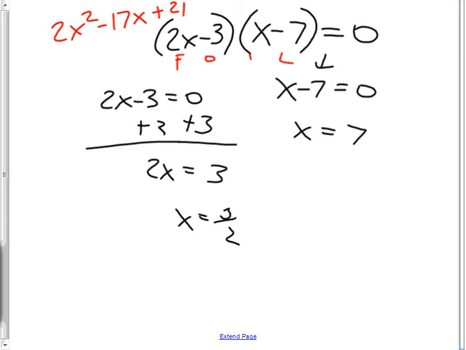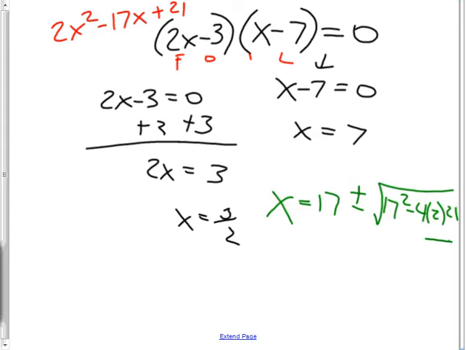Now this happens to be kind of a nasty one because the numbers are so big. But if you just did the whole quadratic formula, x equals negative b, well, that's the negative of negative 17, which makes 17, plus or minus the square root of b squared. Ooh, 17 squared, minus 4ac. A is 2 and c is 21. All over 2a. 2 times 2 is 4.